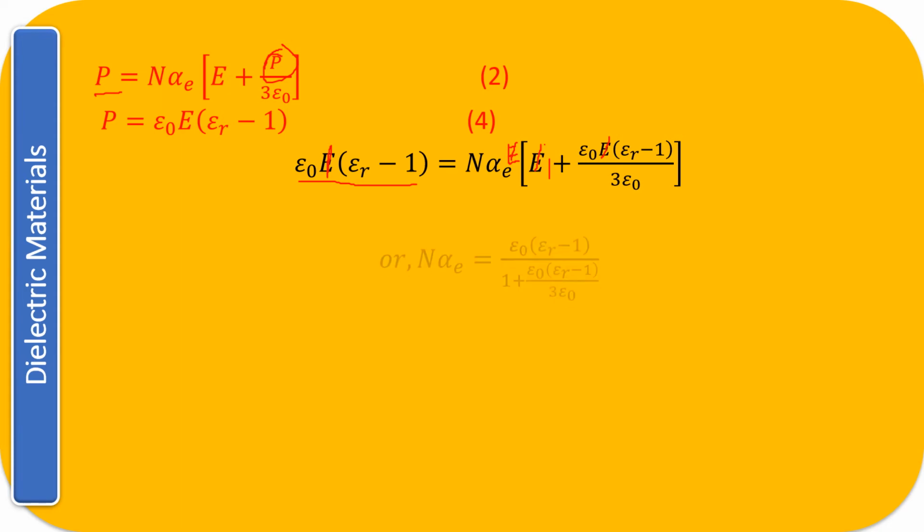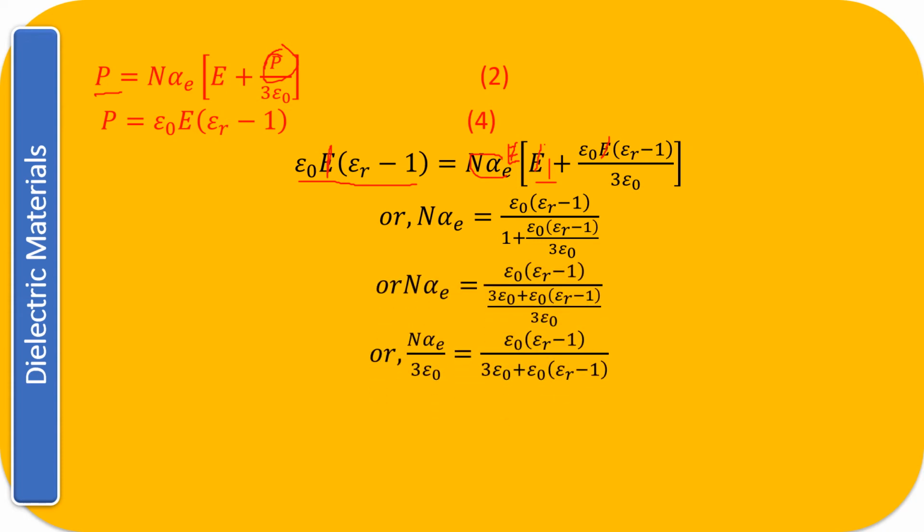So what I can say is n alpha E, that is the value of this I am going to calculate. N alpha E, this value is equal to how much? Epsilon naught into (epsilon r minus 1) upon 1 plus, because now this has become 1 plus epsilon naught (epsilon r minus 1) upon 3 epsilon naught. So n alpha is equal to epsilon naught (epsilon r minus 1) upon 1 plus epsilon naught (epsilon r minus 1) upon 3 epsilon naught, and this value also you should remember, right?